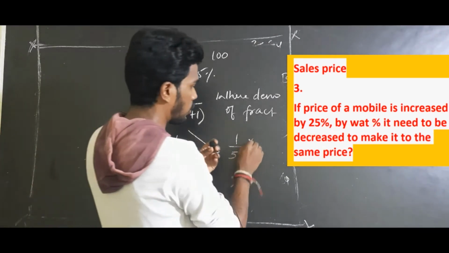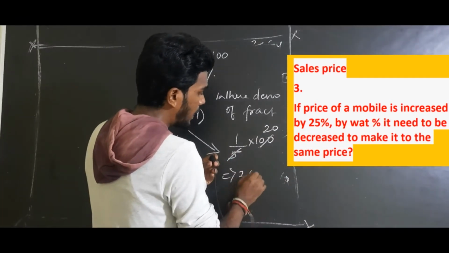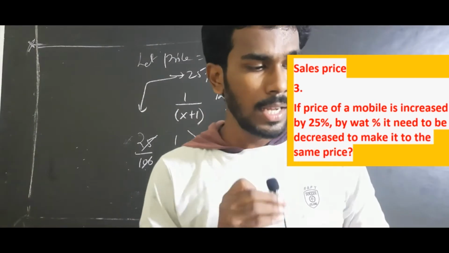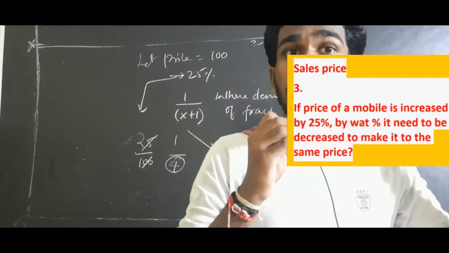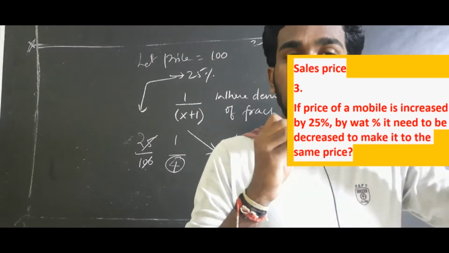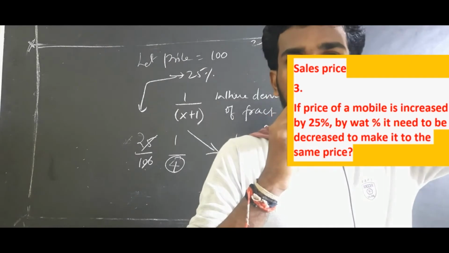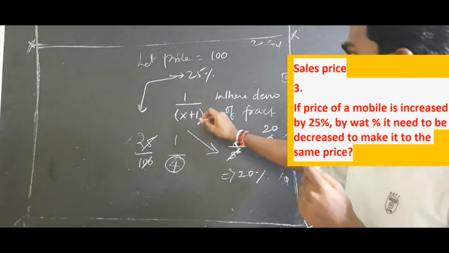Then what is the percentage of this? It is nothing but 20. So 20% it should be decreased. If the amount is increased by 25%, in order to bring it back to its original amount, 20% should be decreased. So always keep it in mind. If it is increasing by some percentage, the same percent decrease will not bring it to the actual price. So always remember this formula.